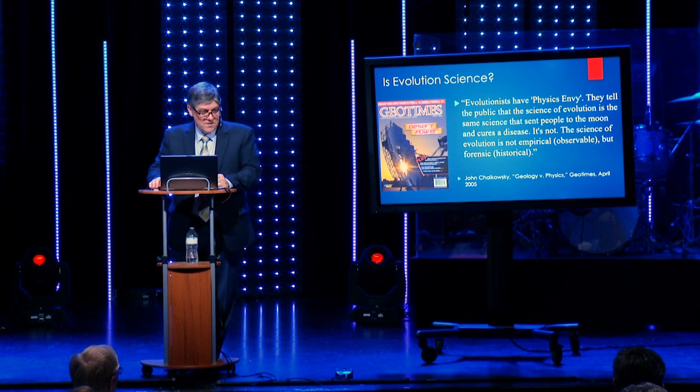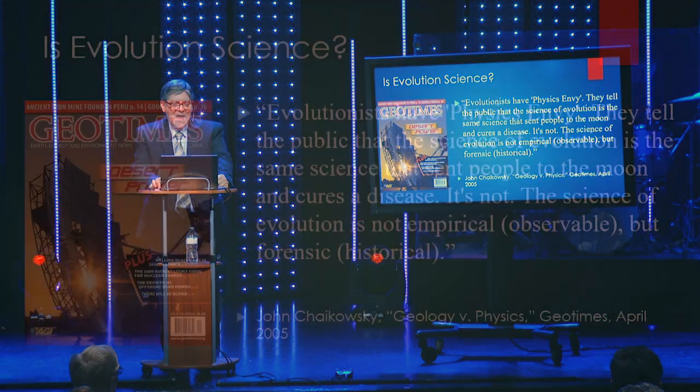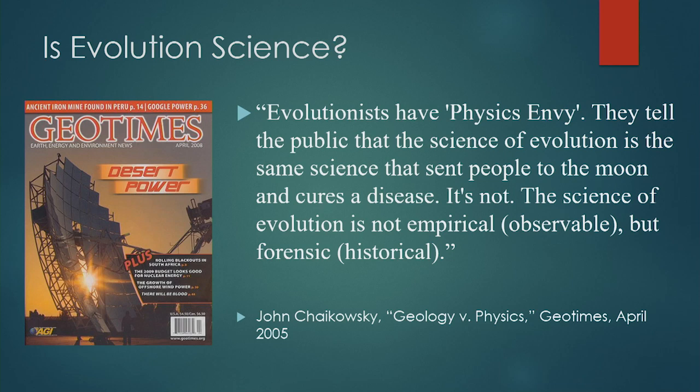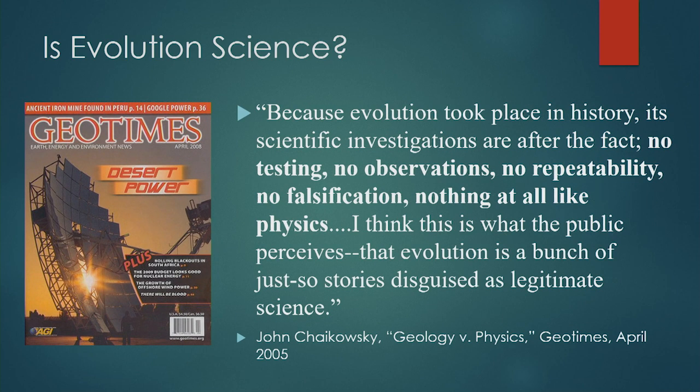This is by John Tchaikovsky, who writes in GeoTimes, and he says this: "Evolutionists have physics envy. They tell the public that the science of evolution is the same science that sent people to the moon and cures a disease. It's not. The science of evolution is not empirical, meaning observable, but forensic, meaning historical." He goes on, "Because evolution took place in history, its scientific investigations are after the fact. No testing, no observation, no repeatability, no falsification, nothing at all like physics. I think this is what the public perceives, that evolution is just a bunch of just-so stories disguised as legitimate science." Well, that's a powerful quote.